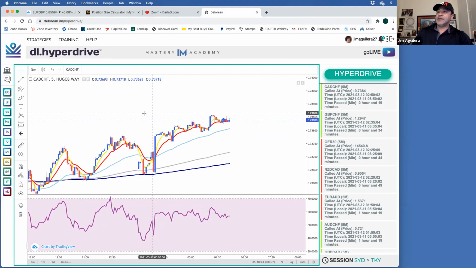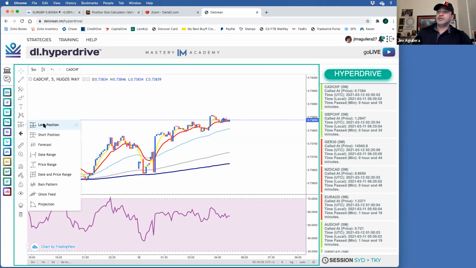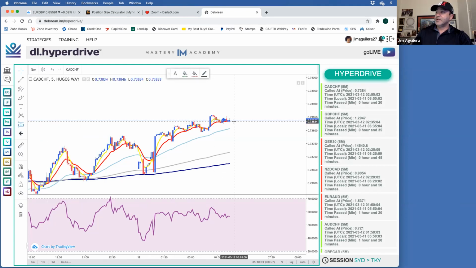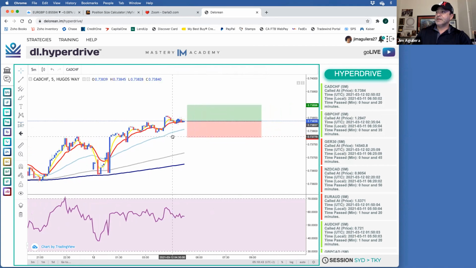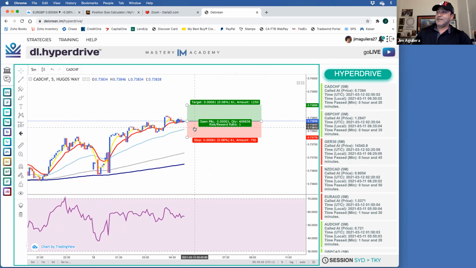But what you do when you decide that you are going to take a trade, you can use this tool here, and you can choose a long position or short position. So long position means it's a buy, short position means it's a sell. So you choose the long position tool and you drop it right where price is, let's say. And then the bottom pink half represents your stop loss area and the top represents your take profit area.